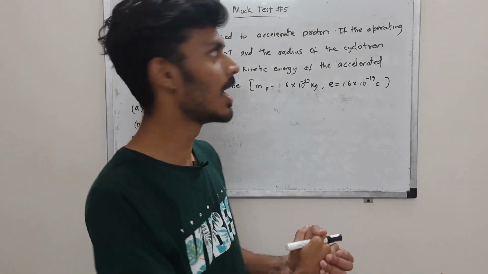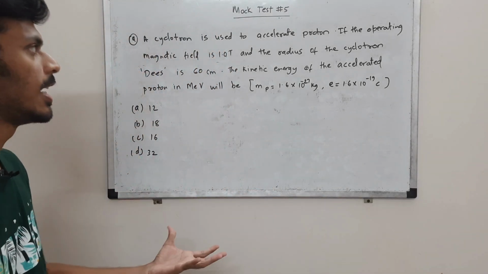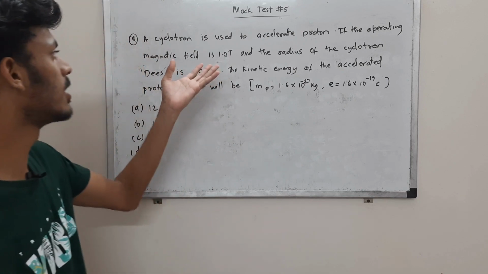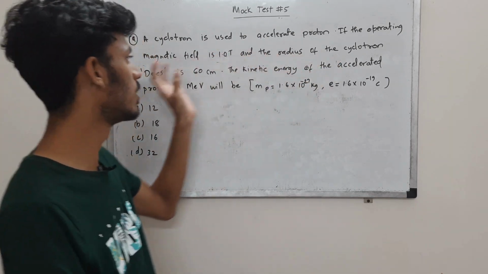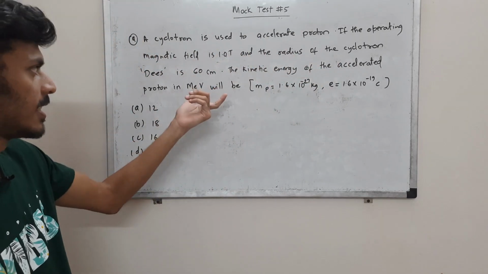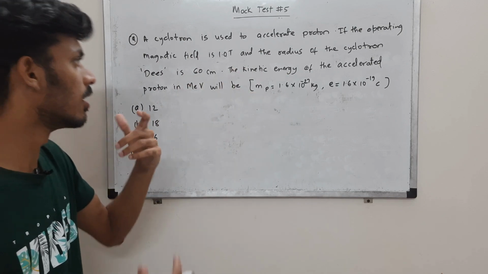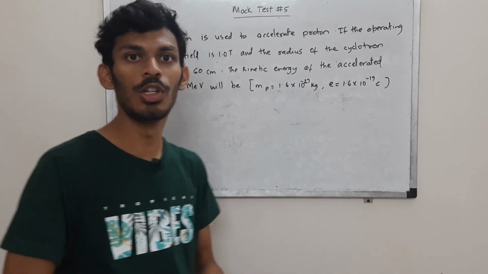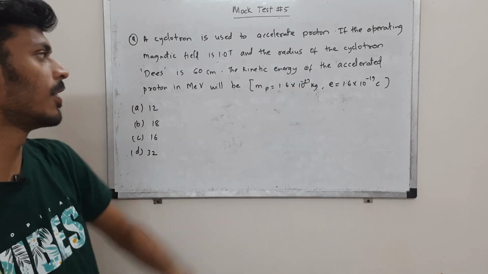Question number 9. In this, we are using a cyclotron to accelerate a proton. The magnetic field in the cyclotron is 1 Tesla. The radius of the Ds of the cyclotron is 60 centimeters. You are supposed to tell the kinetic energy that this proton will be accelerated to. You are given the sufficient data.